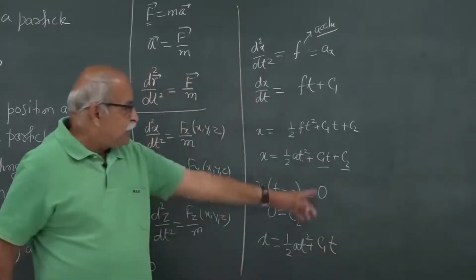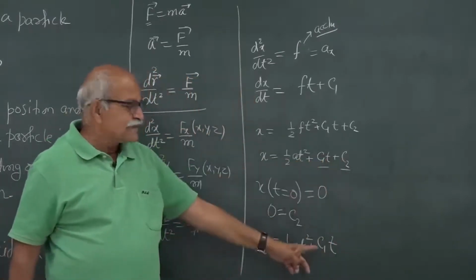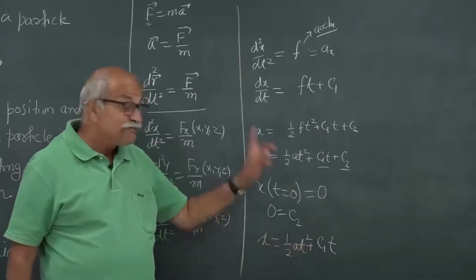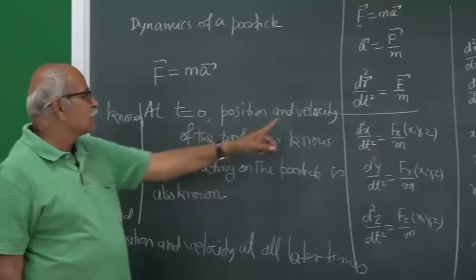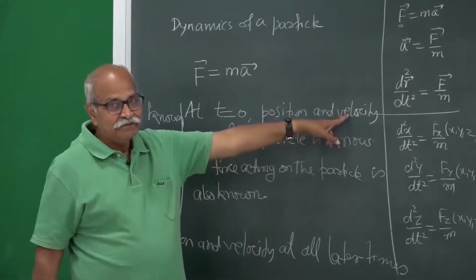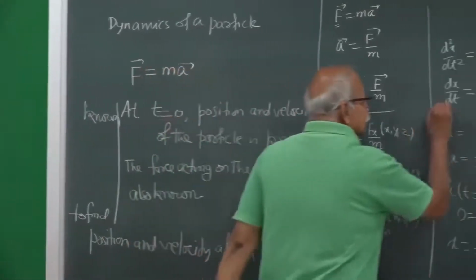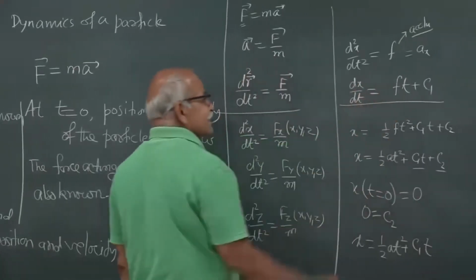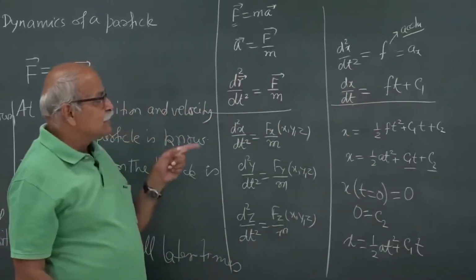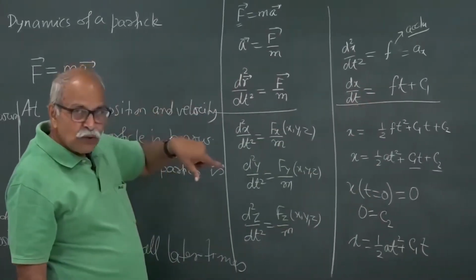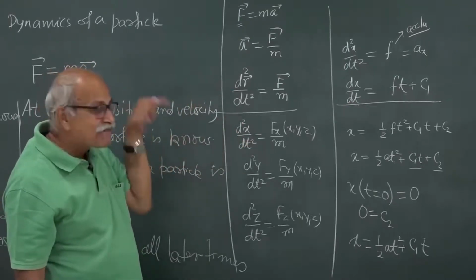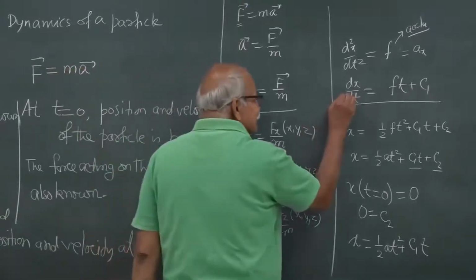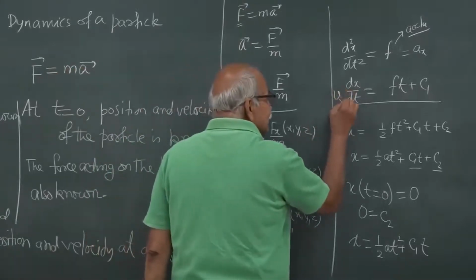So, you get the value of one constant, but one constant still remains and one piece of information still remains, because not only position, I also know the velocity, and velocity is here, dx dt. So, at t equal to 0, if the velocity is known and if I call that velocity small u, then what do I get? If I use this, this is my Vx.